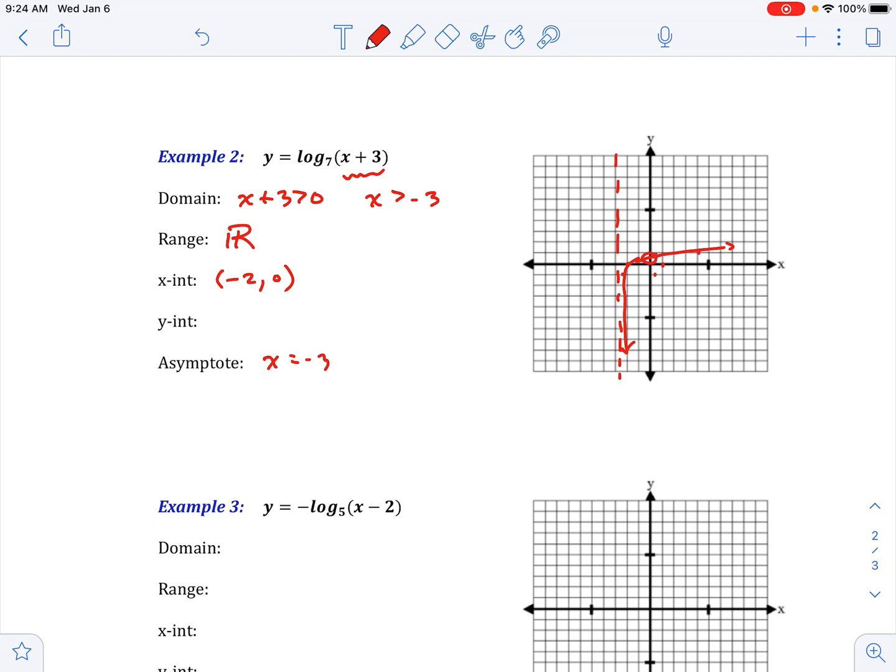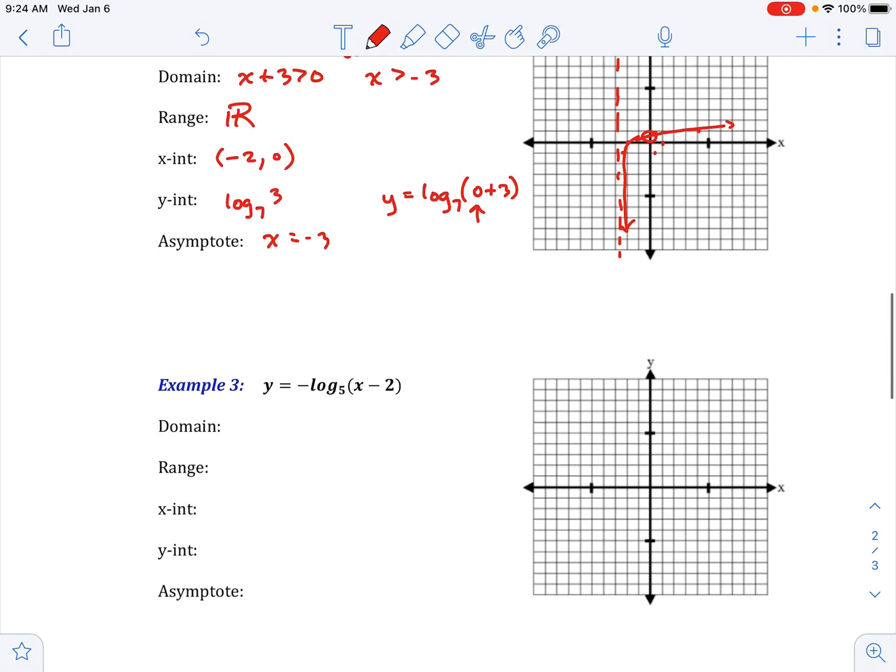It does look like I have a y-intercept, so I'm going to write it as an exact value, and it goes back to what we were doing earlier. My y-intercept is now going to be y equal to log base 7 of 0 plus 3, or just log base 7 of 3. Let's just get in the habit of finding an exact value. And remember, anytime you want to find a y-intercept, just plug in 0 for x.